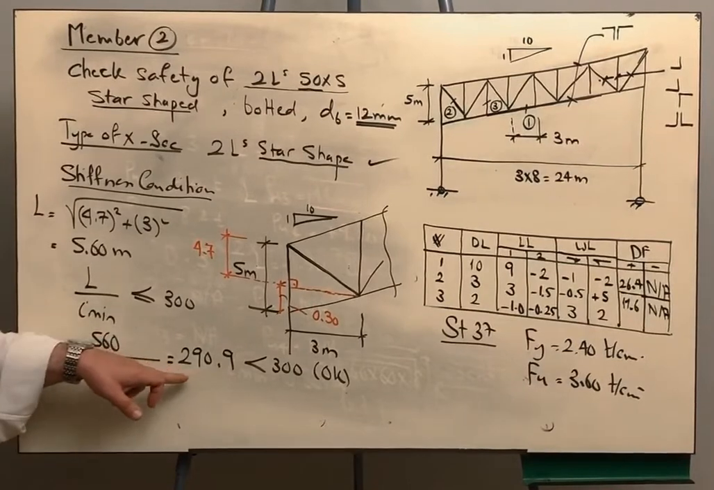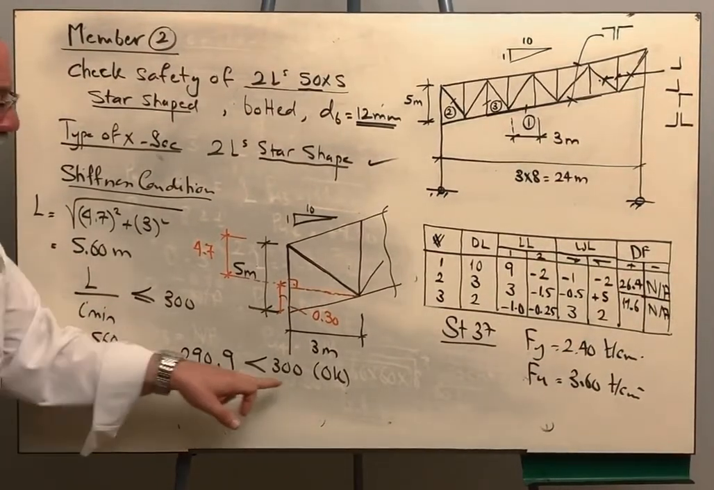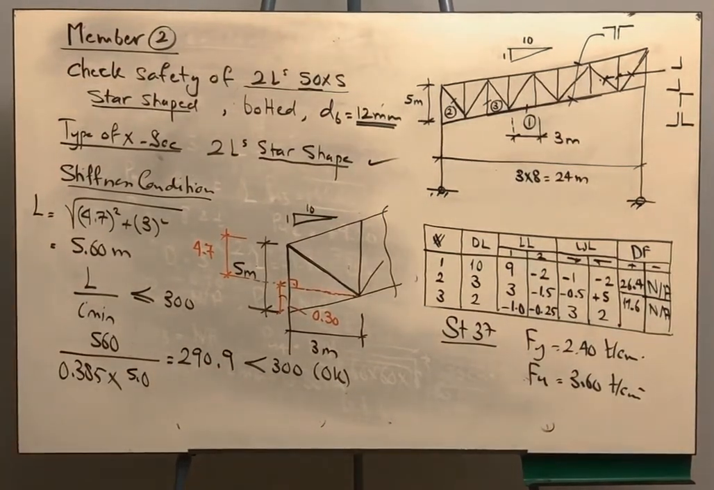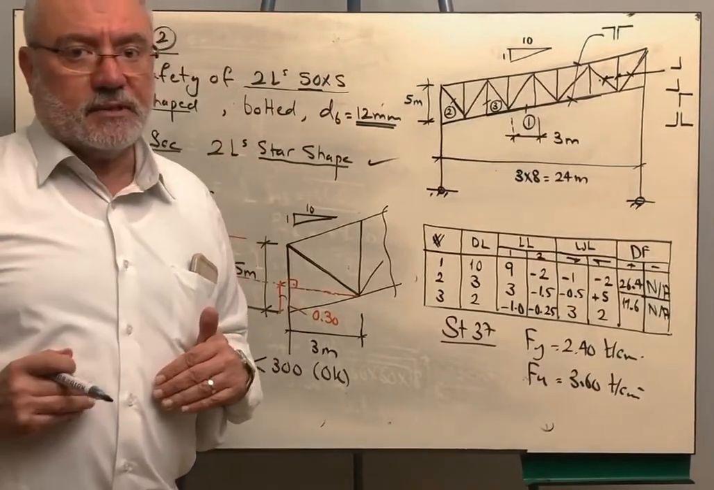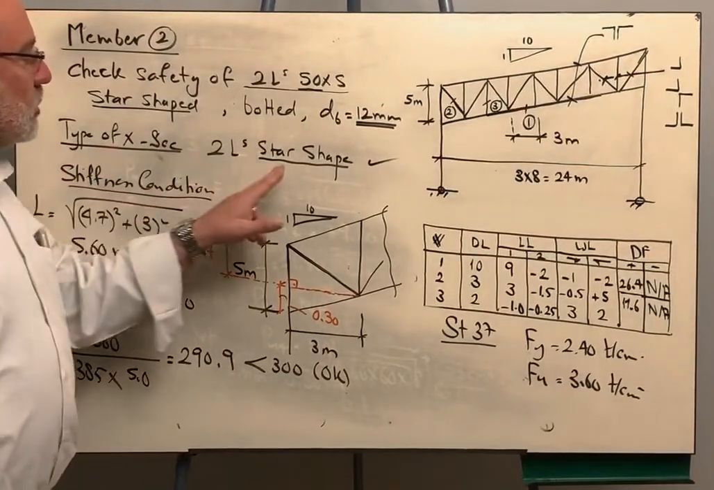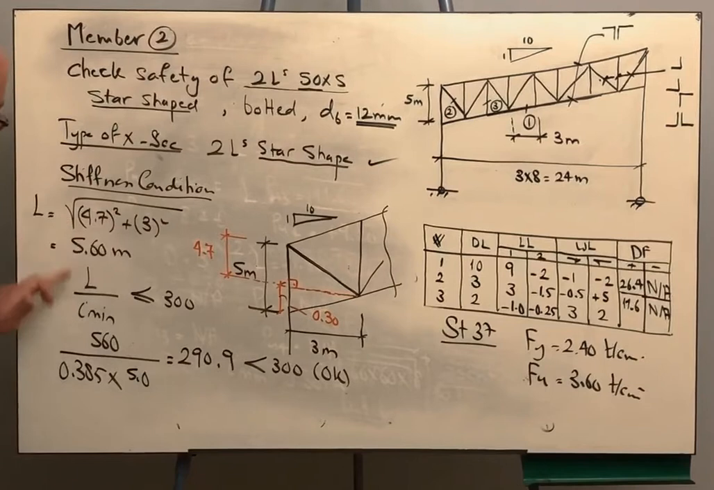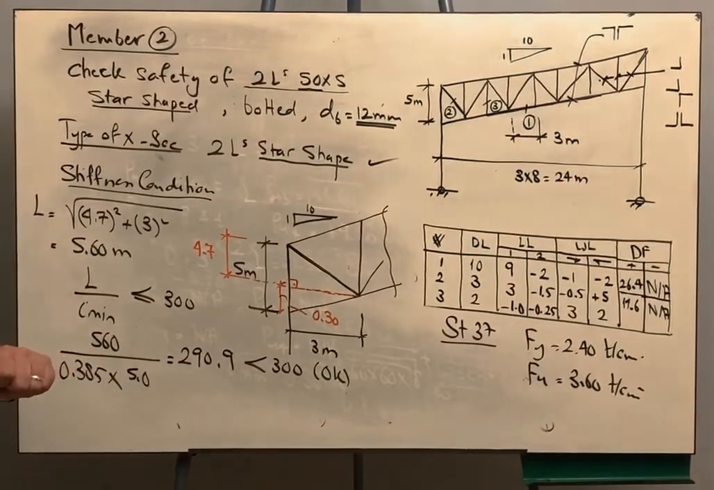Suppose that this condition is not satisfied. When you calculated L over I, it was bigger than 300. Then you have to stop and tell me your angle is not satisfactory. You don't have to proceed with the rest of the steps. But we are checking step by step. We verified here that the cross section is acceptable, and also the stiffness condition, it is acceptable because L over I is less than 300.